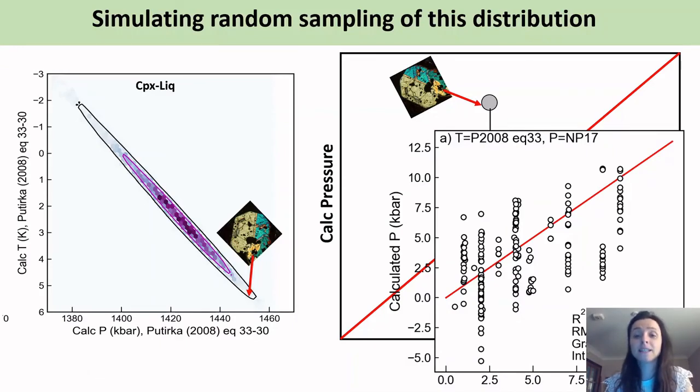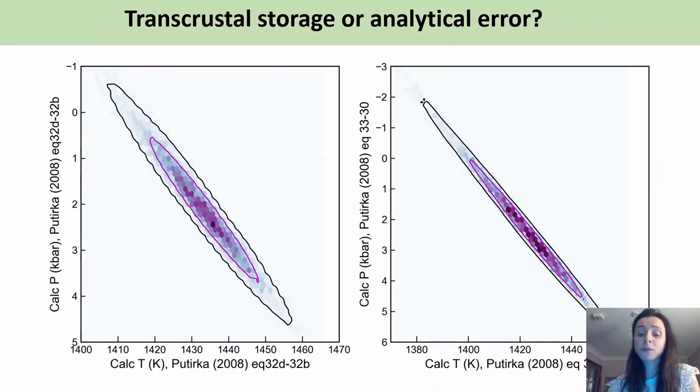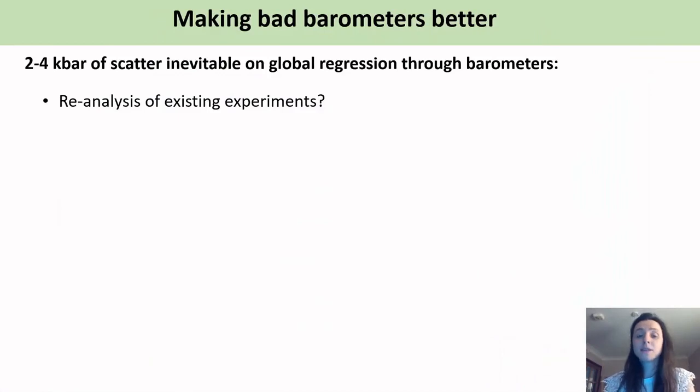This is also a problem not just for experiments, but for natural Cpxs. Even if your Cpx and liquid compositions grow at a single pressure and temperature and have a fixed composition, the noise introduced by commonly used analytical conditions for Cpx means that you could end up with a span of pressures and temperatures spanning 4, 5 or even 6 kilobars. And because of the correlated array of this pressure-temperature space, these have often been invoked as transcrustal magma storage when it is just analytical error. So in conclusion, unfortunately, based on the available experimental data, we can always expect 2 to 4 kilobars of scatter.